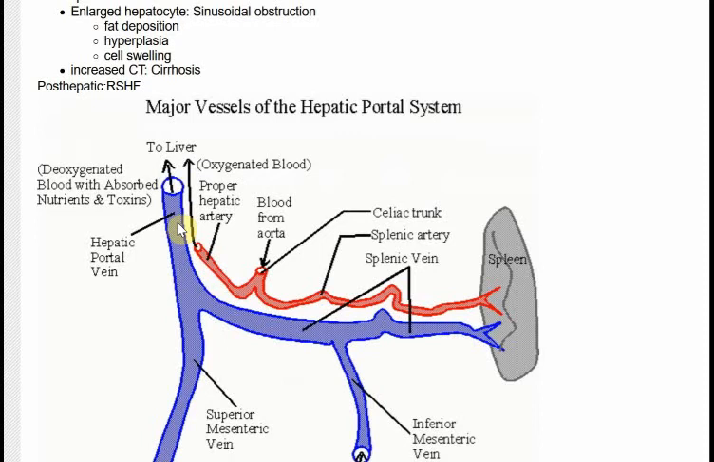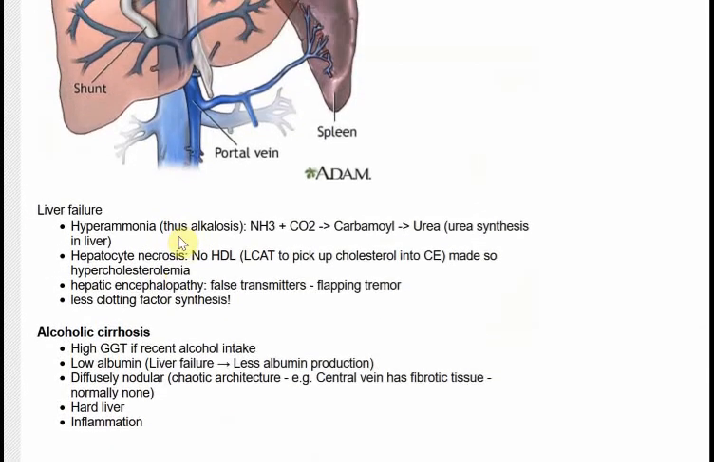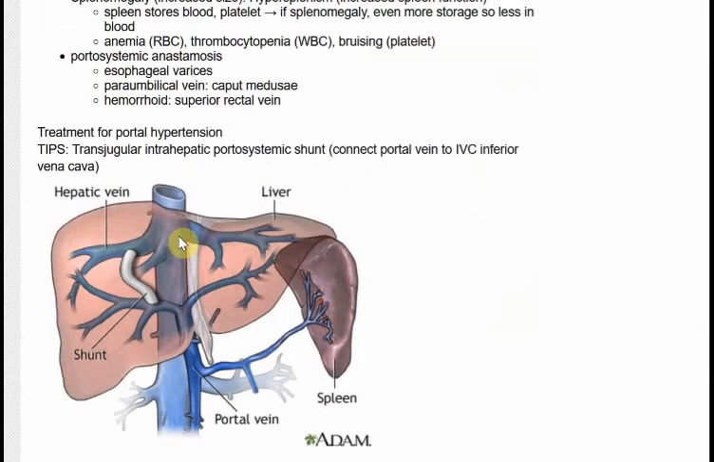When you have portal hypertension as a result of all that fibrosis, due to Kupffer cells and so forth, you can get things such as a large spleen. So remember the splenic vein? Yep. So the spleen enlarges. Remember the spleen stores blood, stores platelets. So you can have anemia, you can have low platelets.